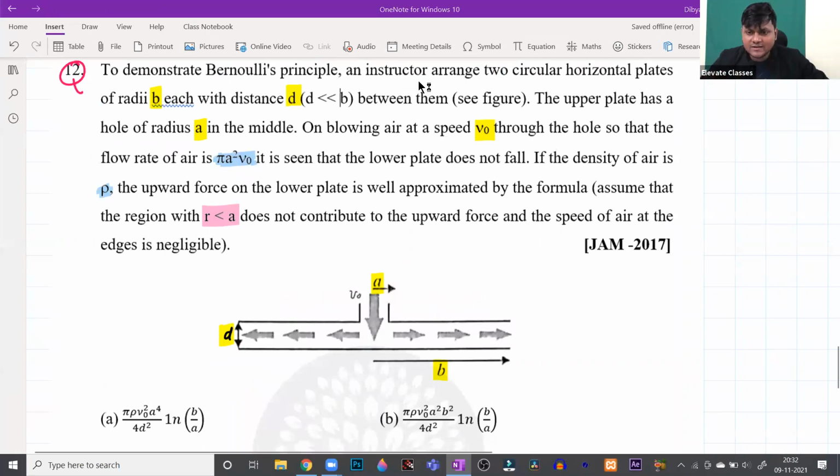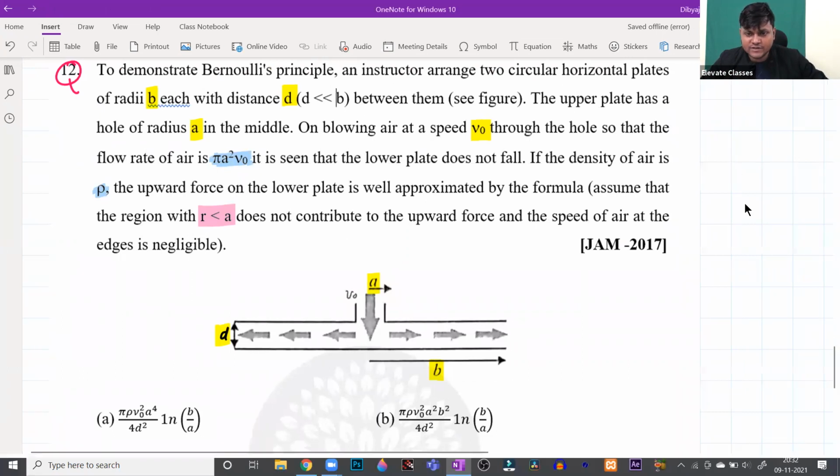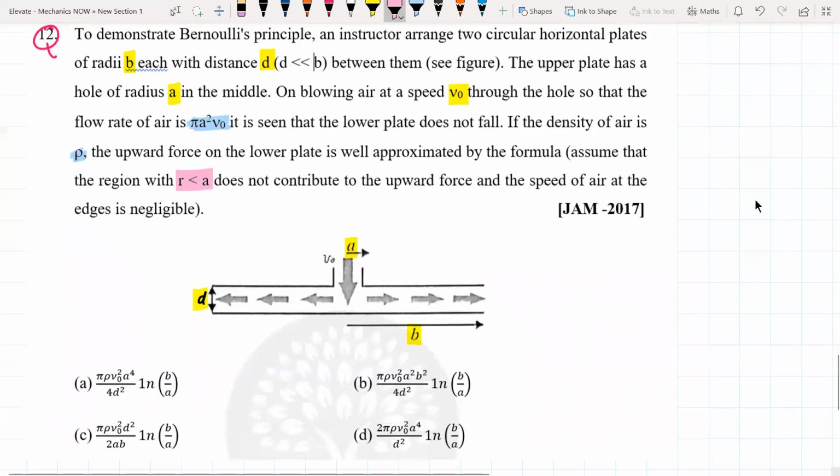Are you able to understand what is happening in the question? Does no one understand what is happening in the question? Sir, please explain it. I'm not getting it.